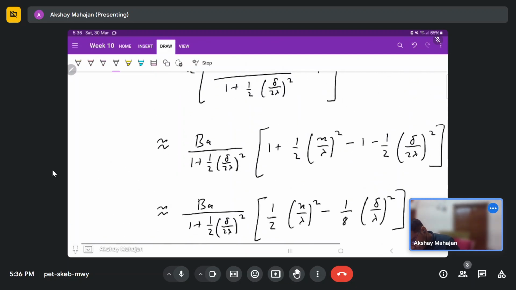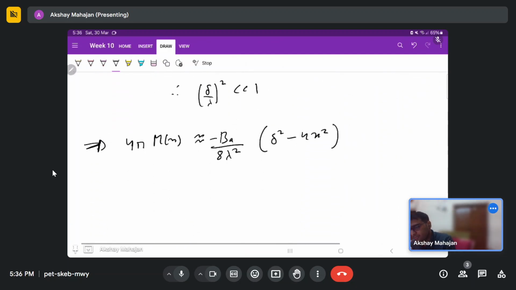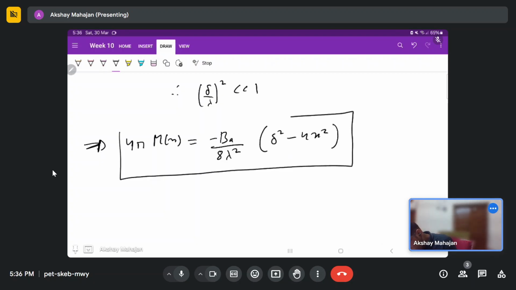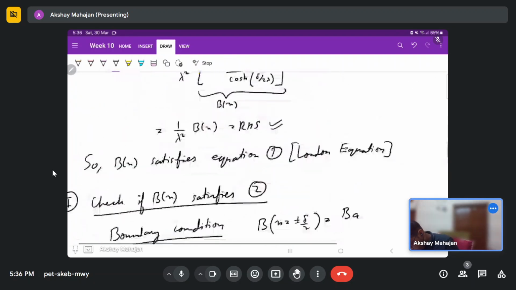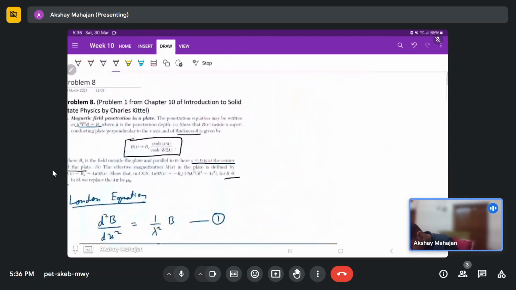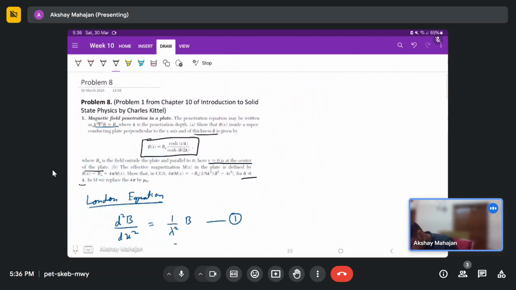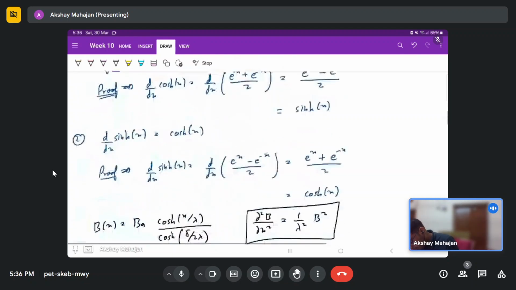It will be del square minus 4x square. Yes, and this is our answer. So I can basically write 4 pi m x like this. Okay, and this is what we have to prove. We have to prove that 4 pi m x equals minus ba times 1 by 8 lambda square, lambda square del square minus 4x square. That is what we have derived here.